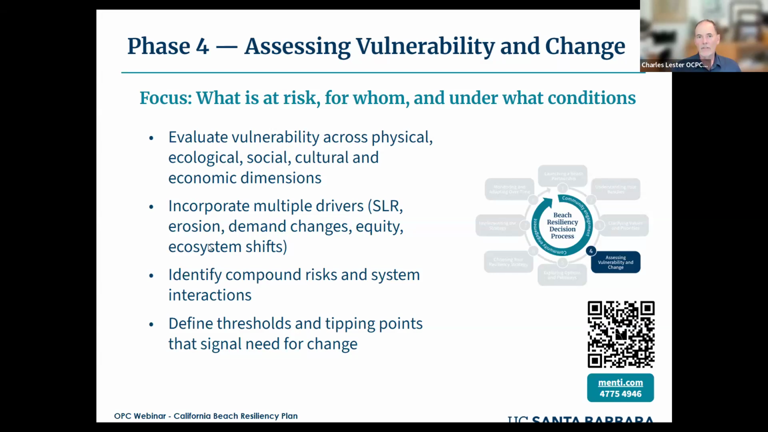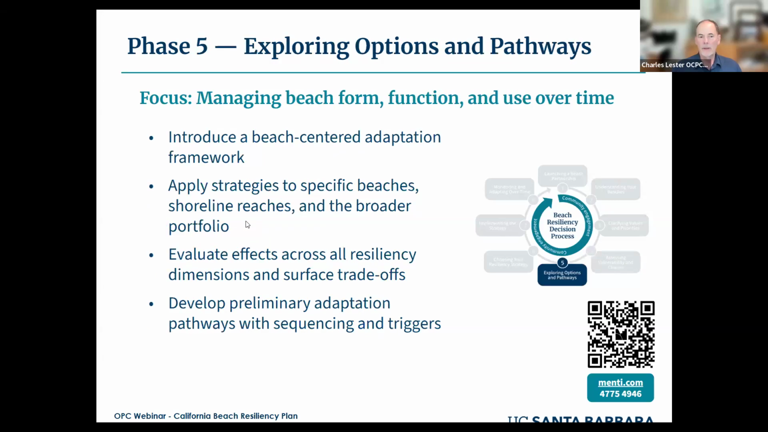So we've got our values, we understand how the beach works, we understand how it might be vulnerable in the future. We then need to begin exploring options about what we're going to do about it. And this is really more of an entree into the adaptation pathway discussion, where we're asking from the standpoint of the beach and beach form and function, what are the things we could do to change how the beaches are functioning and the values they're providing.